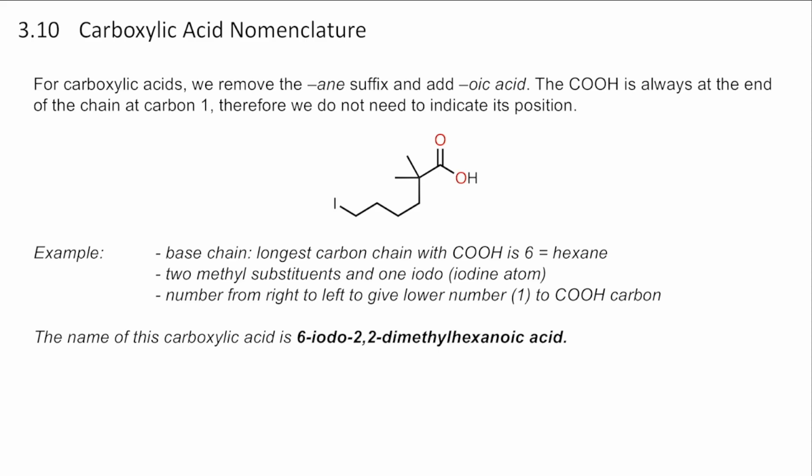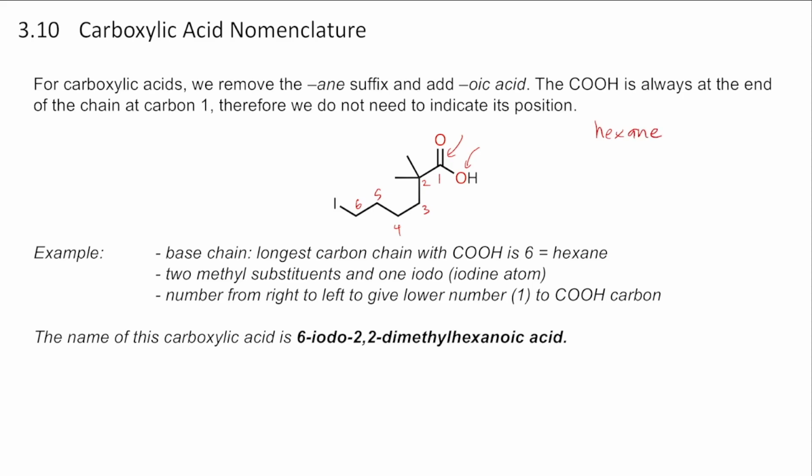Carboxylic acids are carbonyl groups that have an OH attached. As the name suggests, these things typically can be quite acidic. These will always come at the end of a carbon chain, so the carbonyl carbon for a carboxylic acid always gets number 1. Finding the longest chain, we have 2, 3, 4, 5, 6. And so this is going to have our base chain of hexane.